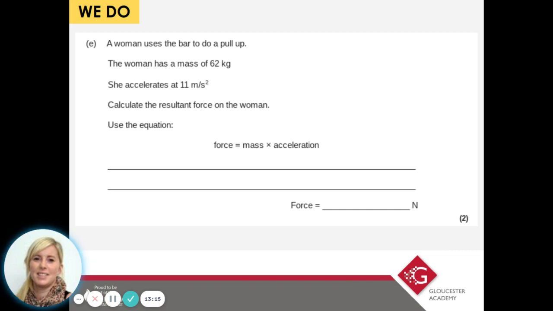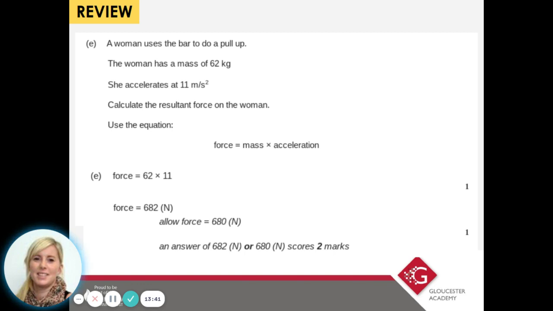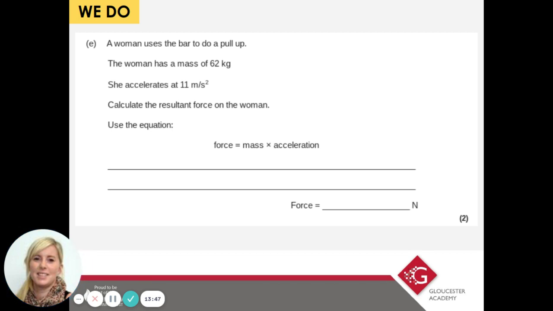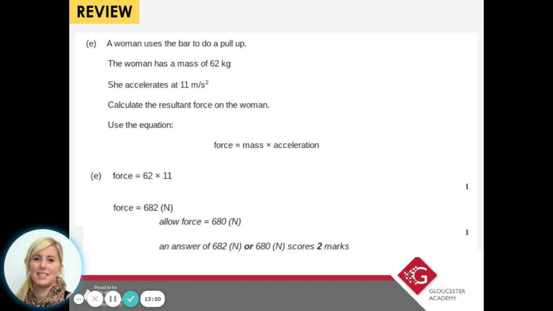A woman uses the bar to do a pull-up. The woman has a mass of 62 kilograms, so that's our mass. She accelerates at 11 meters per second squared, so that's our A for acceleration. Calculate the resultant force on the woman, use this equation. So we do F equals ma, and we do 62 times 11, because 62 is her mass. She accelerates at 11, so 62 times 11, and then we work that out as 682 newtons. Now in this question they did give you the unit, but they won't always. So the final answer there was 682. No rearranging, you're just putting the numbers in, relatively simple.